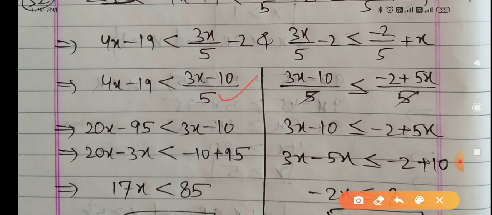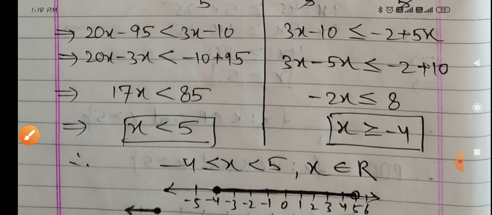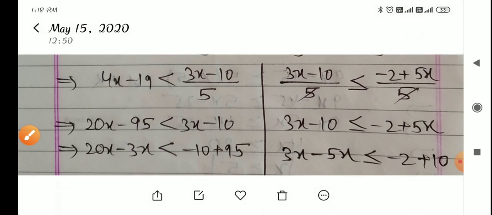After solving, 4x minus 19 is less than 3x minus 10 upon 5. Cross multiplying, 20x minus 95 is less than 3x minus 10. 20x minus 3x is less than minus 10 plus 95. 17x is less than 85. X is less than 5.